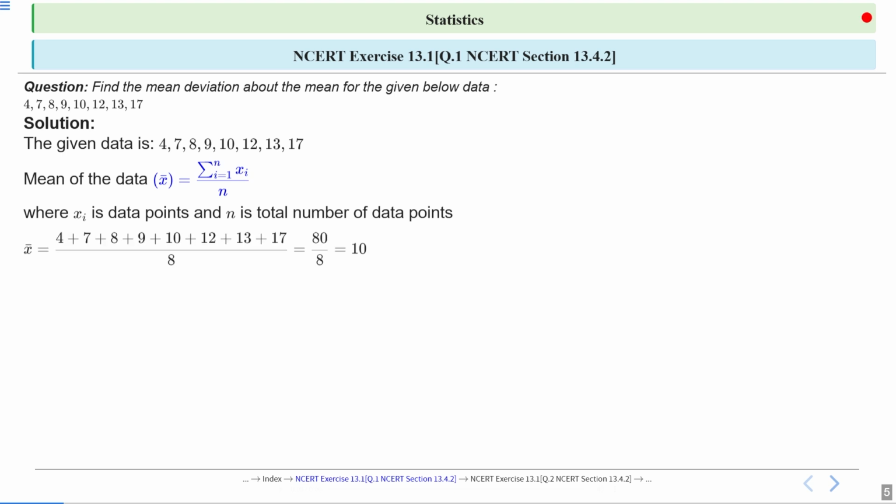Then x bar is equal to 4 plus 7 plus 8 plus 9 plus 10 plus 12 plus 13 plus 17 divided by 8, since the given data is 4, 7, 8, 9 and so on, and the number of data points is 8. So x bar is equal to the sum of data points divided by the total number of data points. The sum of data points is 80 and the total number of data points is 8. So x bar equals 80 upon 8, and this is simply equal to 10.